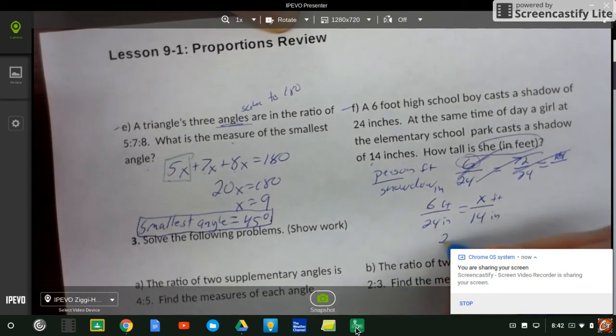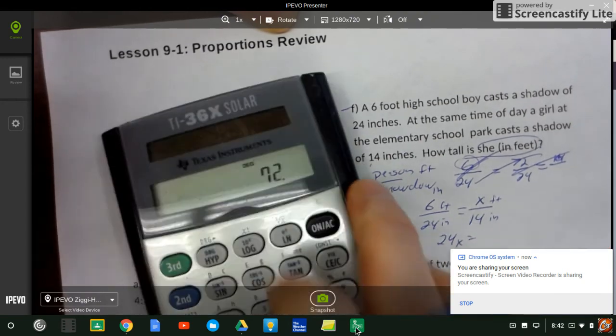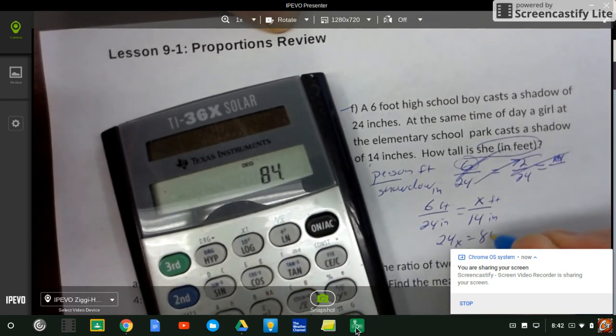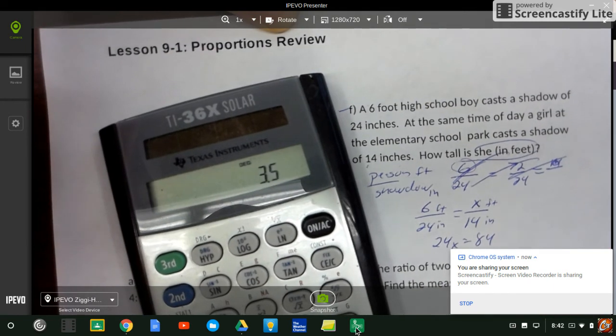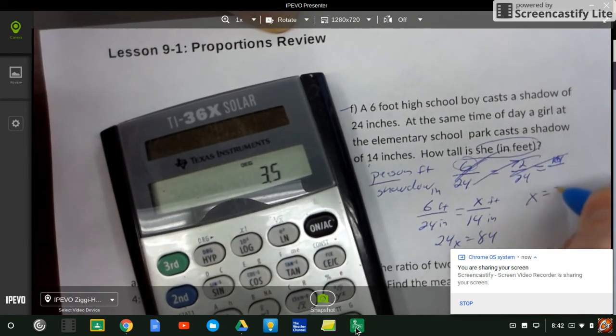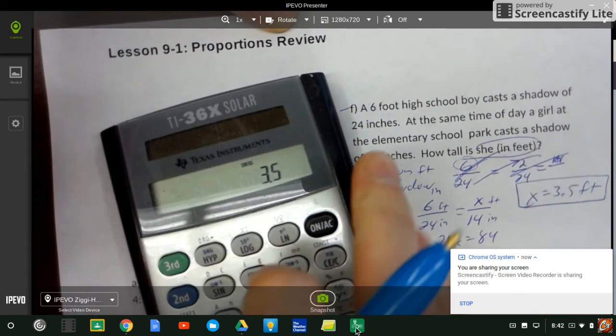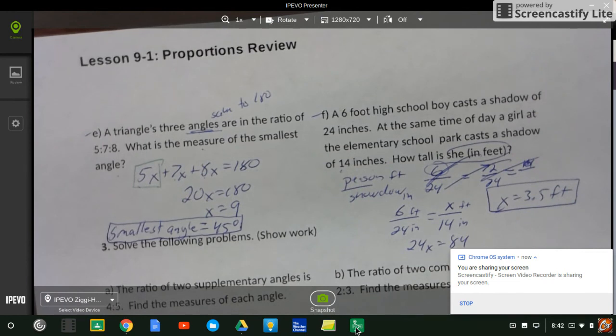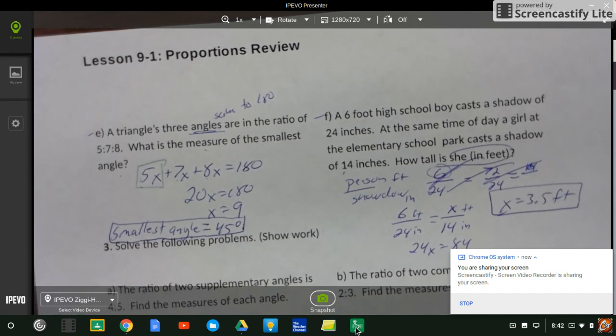So now 24x equals, let's see, 6 times 14. That's not right. 6 times 14, 84, divided by 24. So x equals 3.5 feet. Okay? So take a look at those problems. Go ahead and finish up the rest of these and work all the rest of the problems on this worksheet. And then tomorrow, we'll see how we're going to use this to do more geometry. Great.